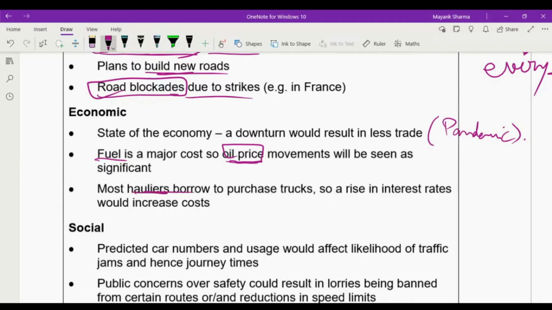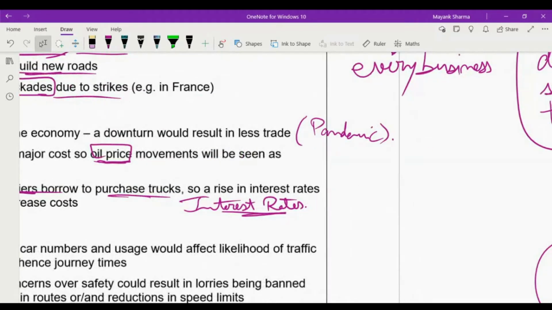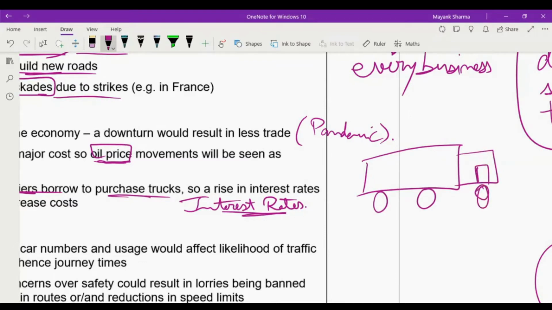Most haulers borrow to purchase trucks. Yes, so interest rates. So usually what happens if you are running a haulage firm, a transportation firm, you will need trucks. Those big trucks are actually very, very costly. So what you do is you take those on hire or installment.